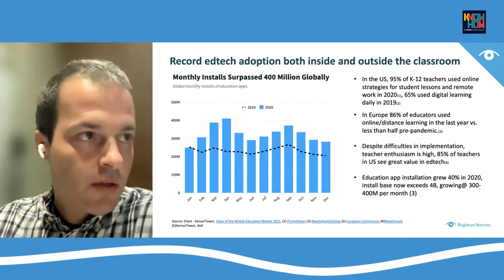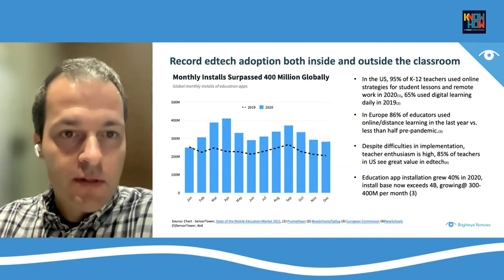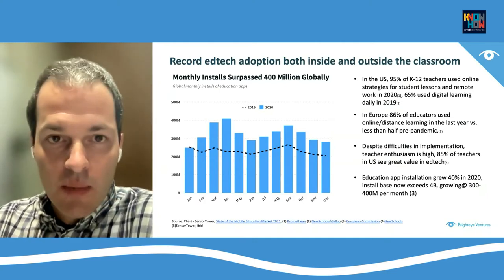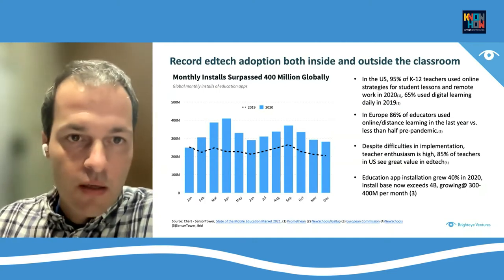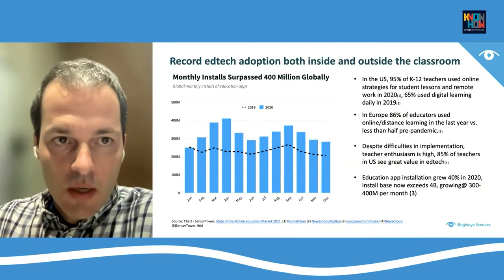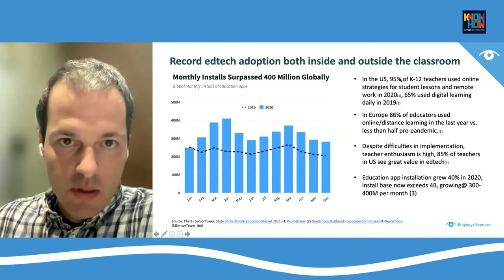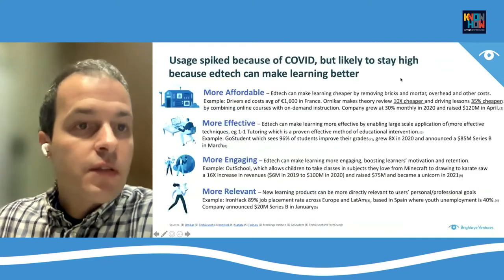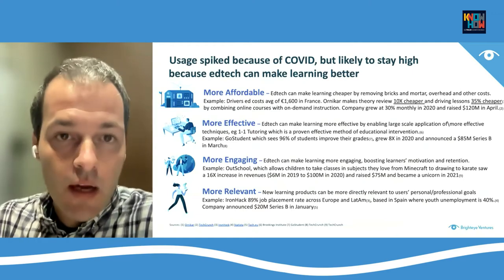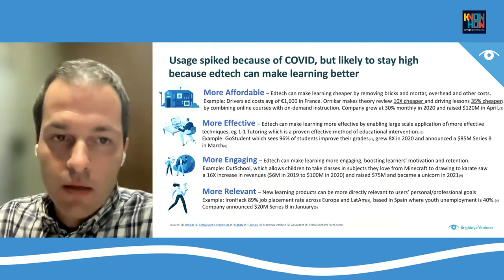The chart I'm showing here is actually just mobile app installations, but you now have 4 billion educational apps installed globally and quite a solid pace of continuing installations going forward. The reason the usage spiked was because of COVID, but our view is that it's likely to stay quite high because EdTech can make learning better.